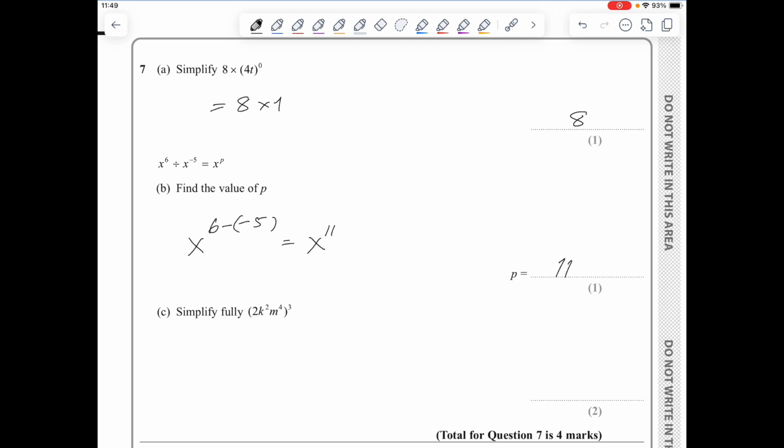For part C, the power outside the bracket, 3, applies to each one of the three factors, so this will give me 2 to the power of 3 times k squared to the power of 3 times m to the 4 to the power of 3. 2 to the power of 3 is an 8, and then for the other two, I will multiply the powers. So this will give me k to the power of 6 times m to the power of 12.